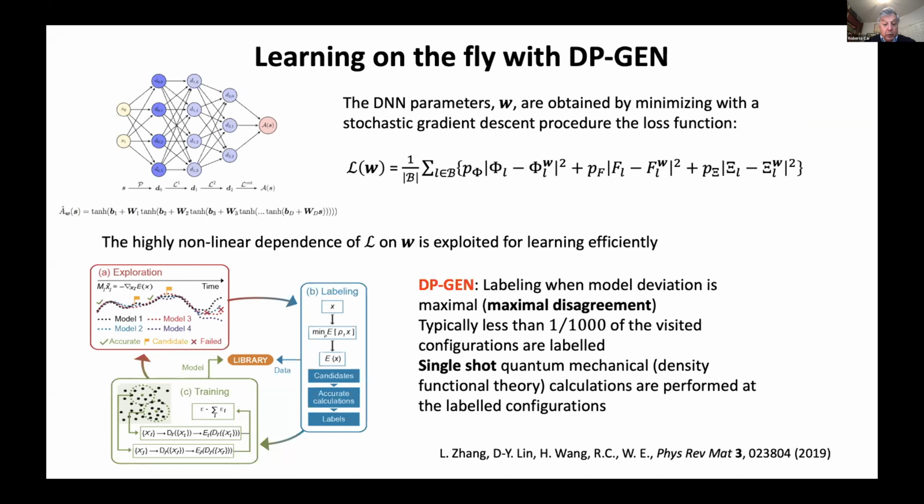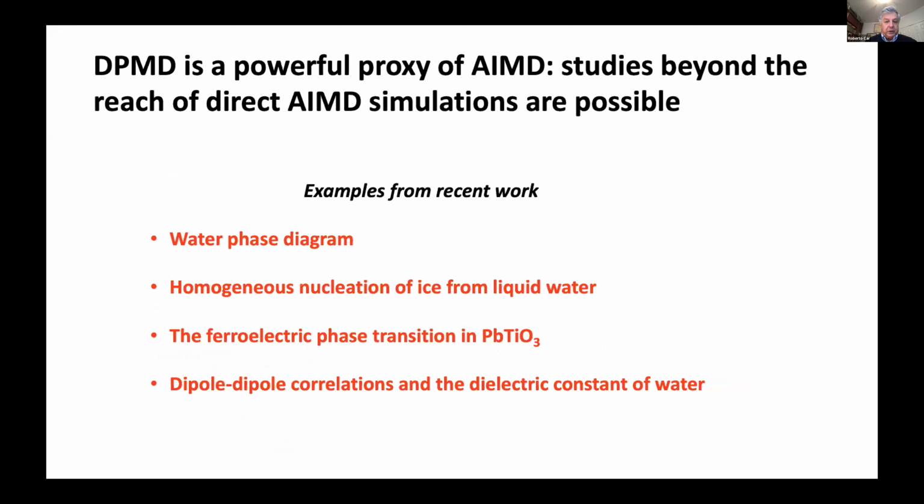In this way, we are able to do the quantum mechanical calculation only where they are necessary. And typically with this technique, less than 1,000 of the visited configurations are labeled. And in these visited configurations, one does single shot quantum mechanical density functional theory calculation to improve the training of the network. So this is a quick overview of the procedure.